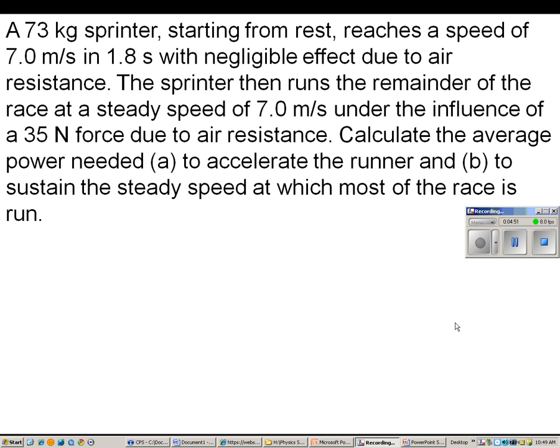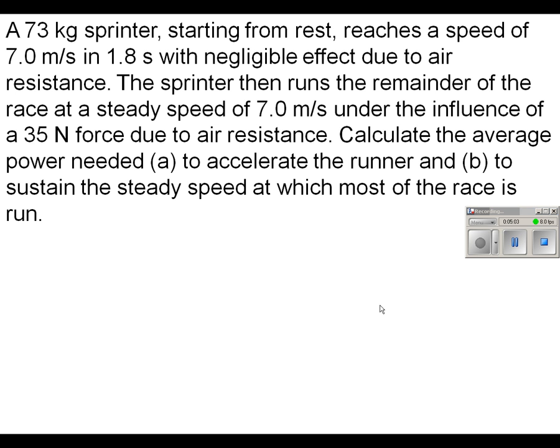Calculate the average power needed to accelerate the runner and then to sustain the steady speed at which most of the race is run. So pause the video and see if you can come up with the answer for A and B. And I'll go over that now.